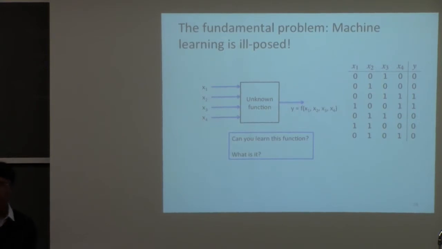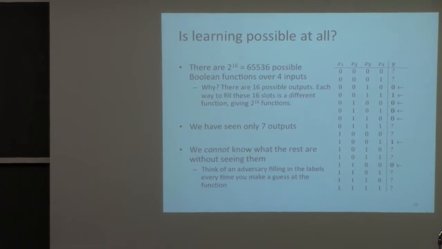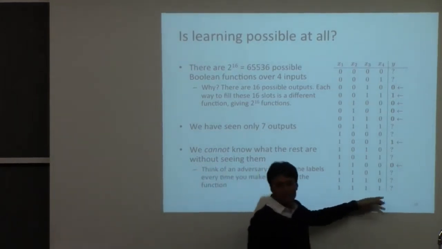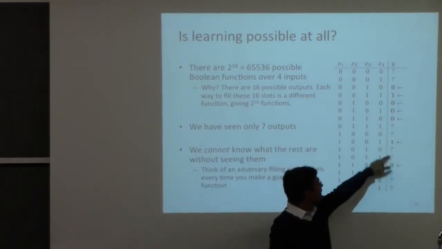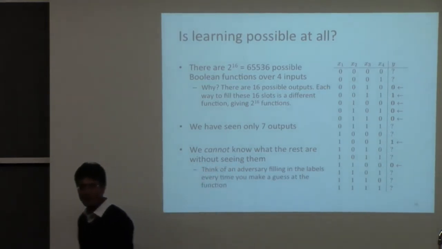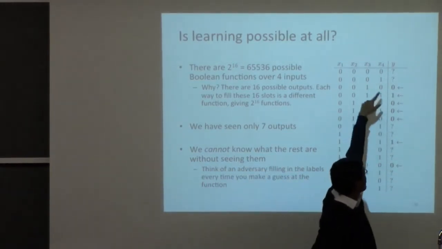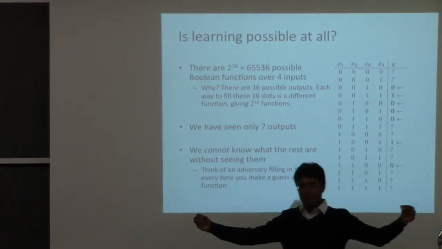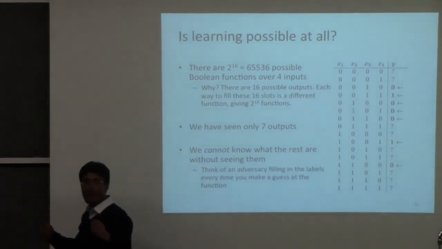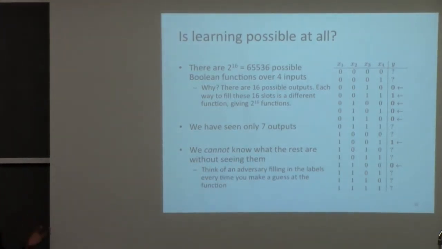Yes. But how do we know that there is a function? How do we know that? Good question. You said there was one. Really? There's no one function that fits this data. There are 16 possible entries in this truth table. I have shown you only 7 of them. There are 16 entries, meaning y can be seen as a 16-element bit vector. Every assignment to that bit vector is a different Boolean function.